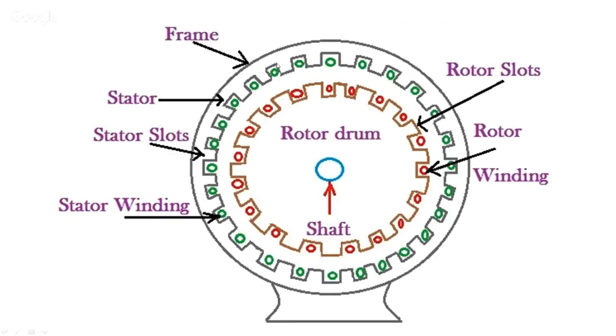Here on the inner periphery of the stator, you can observe a number of slots are cut. These are called the stator slots, and inside the slots, the stator winding is going to be placed. Now this is the stationary part of the induction motor.